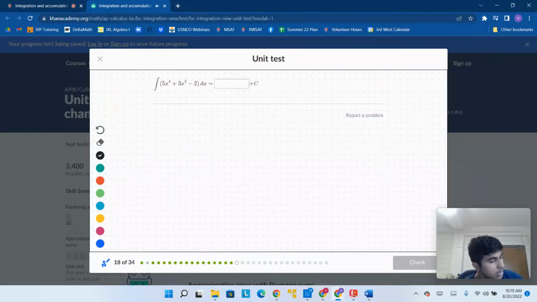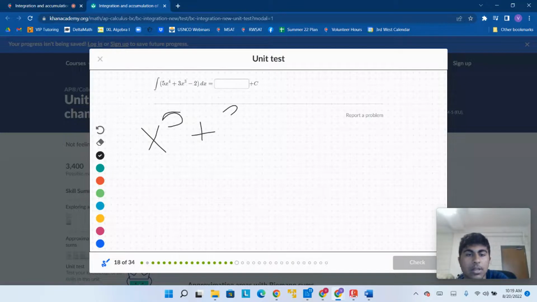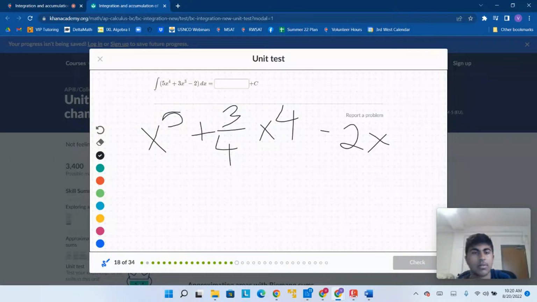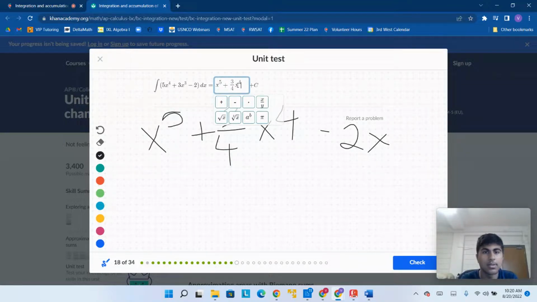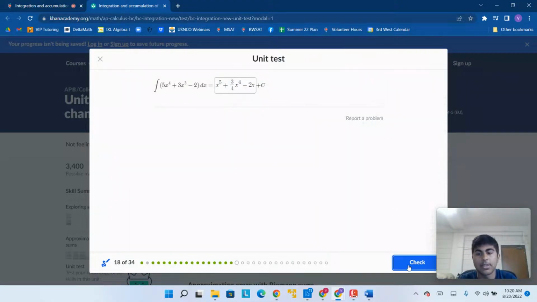Alright, integral of this thing. Well, 5x to the 4th, the antiderivative of that is x to the 5th. The antiderivative of 3x cubed is going to be 3/4 x to the 4th. And then minus 2 is going to be minus 2x. So x to the 5th plus 3/4 x to the 4th minus 2x. And that's our answer.